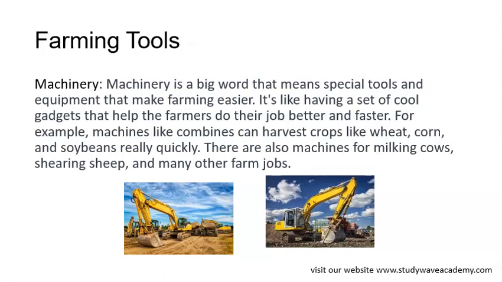For example, machines like combines harvest crops like wheat, corn, soya beans really quick. There are also machines for milking cows, shearing sheep, and many other farm jobs. So there are different machines that have come up to help make farming easier. Okay, did we get that?